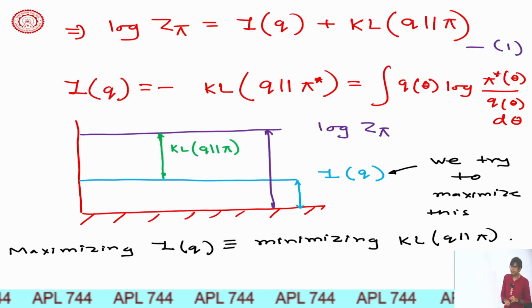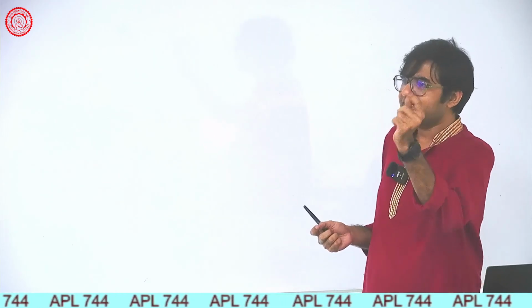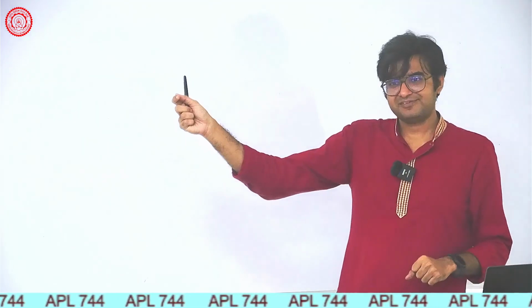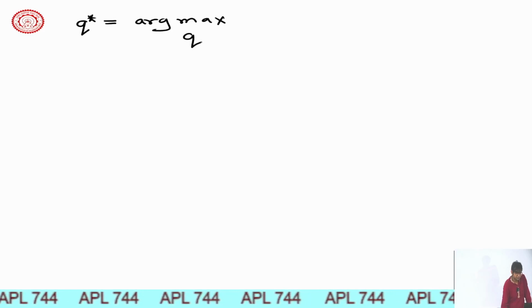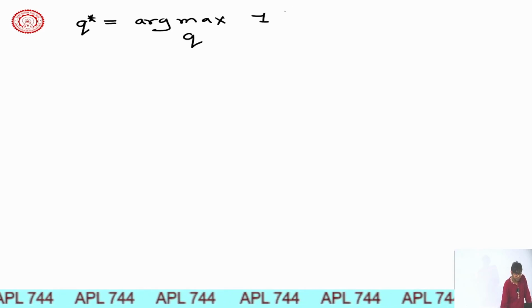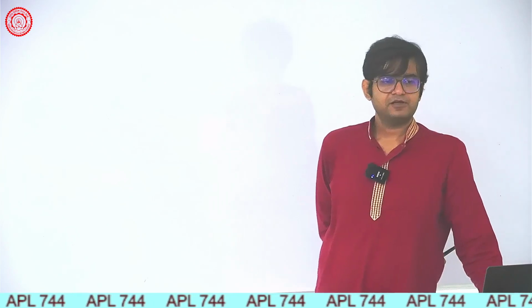So, if this is clear, then what is my problem statement? The problem statement is: give me the Q that maximizes L of Q. Okay. So, therefore, the problem statement is Q star is equal to arg max over Q of L of Q. Okay. Clear the problem statement? Now remind me what is Q?